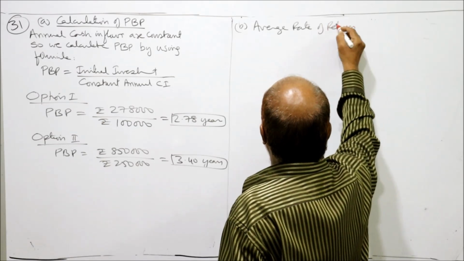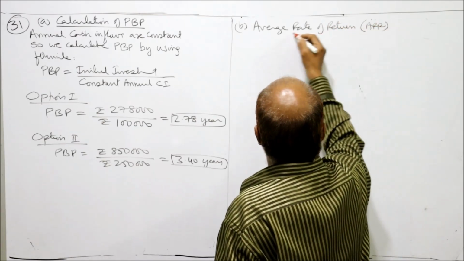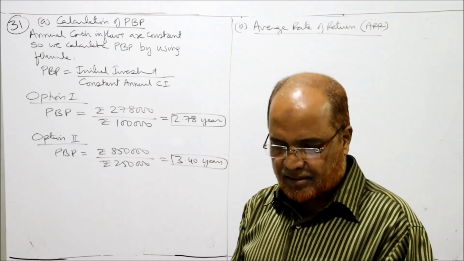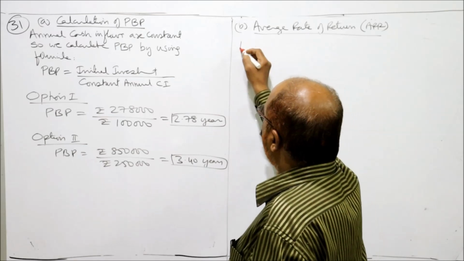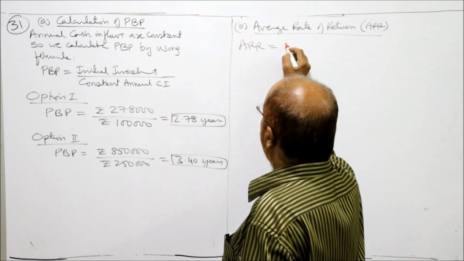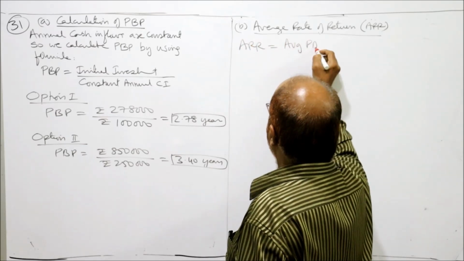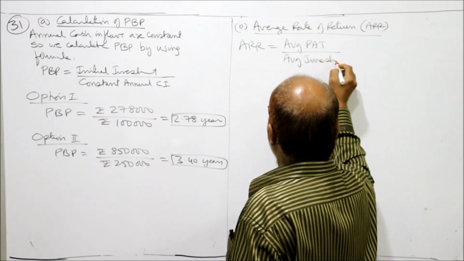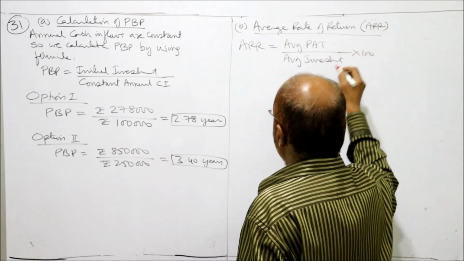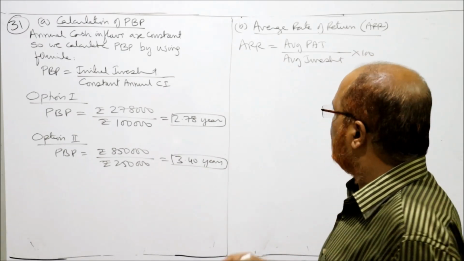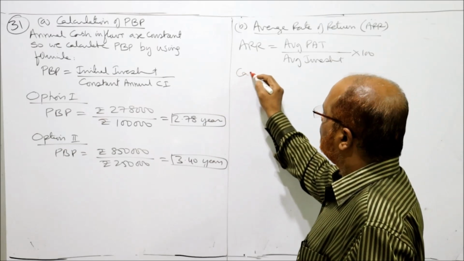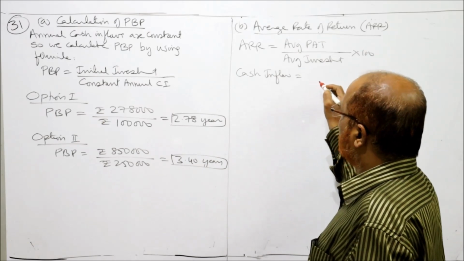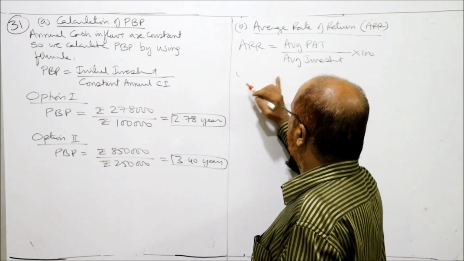Secondly, it is asking you to calculate ARR, the average rate of return. The formula for ARR we already know: average PAT divided by average investment into 100. This is the formula for ARR. Now, first of all we calculate annual depreciation.